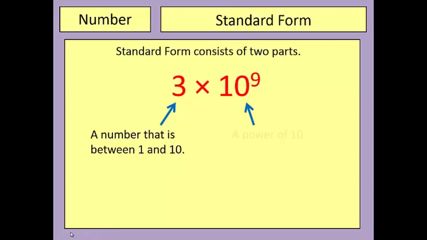The second bit, over here, simply needs to be a power of 10, where this number here is a whole number. So we could have 10 to the 5, 10 to the 3, you could even have 10 to the -4, 10 to the -7, any power of 10, where this number, the power, is a whole number.